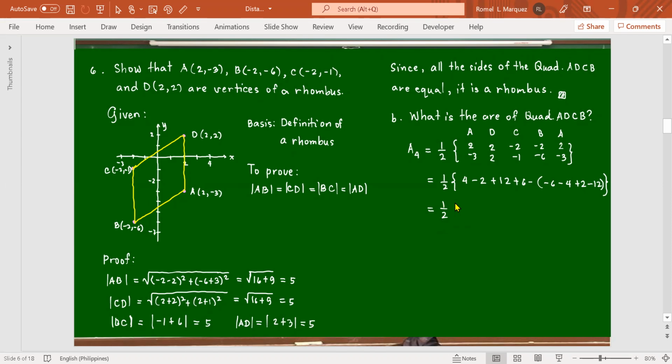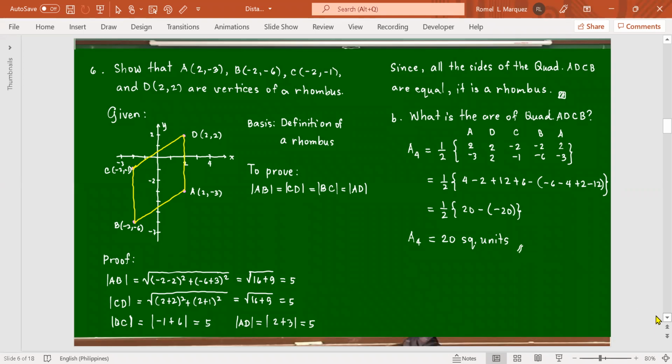1/2 of 18 plus 2, this is 20, minus -6 minus 4 minus 10, -20. Finally, we have +20, right? Square units, because that's area. Is it clear, children? Guys? Yes, sir. Yes, sir.